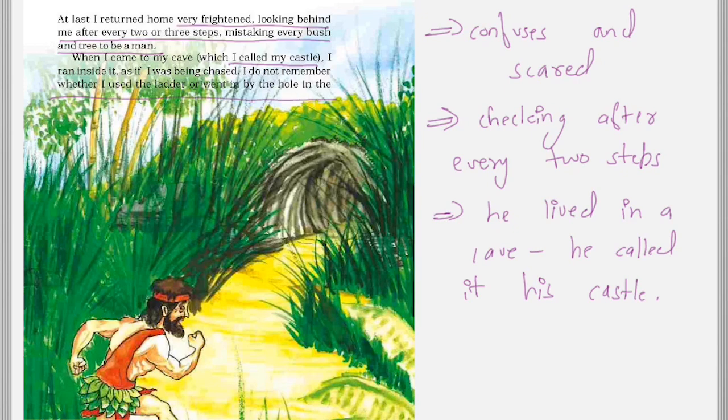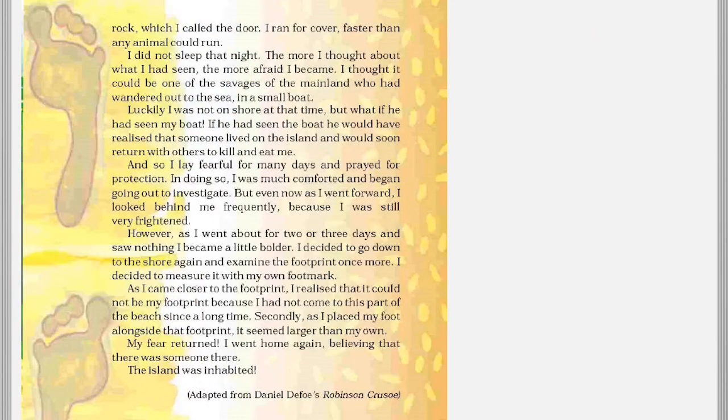We'll continue the chapter now. So now, the last line was, or went in by the hole in the rock which I called the door. So there was a hole which he treated as a door to the castle, that means to the cave. I ran for cover faster than any animal could run. I did not sleep that night. The more I thought about what I had seen, the more afraid I became.